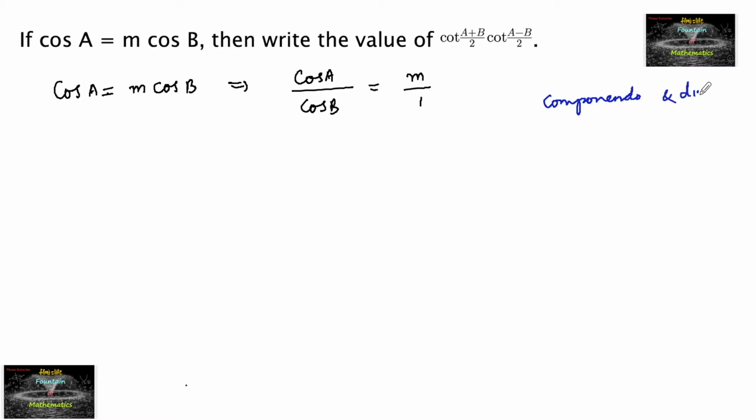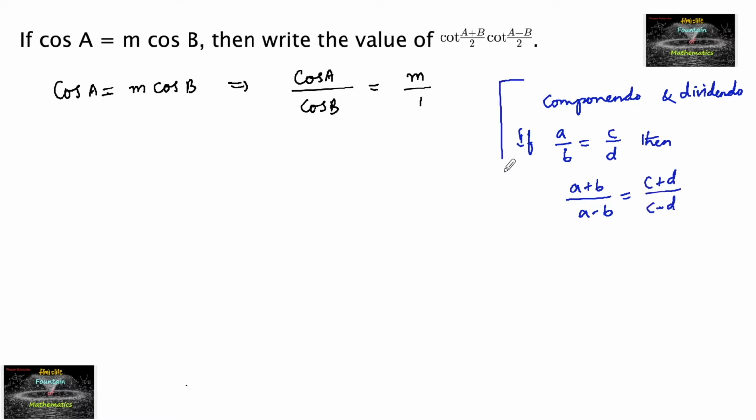Componendo and dividendo, which states that if A by B is equal to C by D, then (A plus B) by (A minus B) is also equal to (C plus D) by (C minus D). So this is the componendo and dividendo property. Let us apply the same property here.